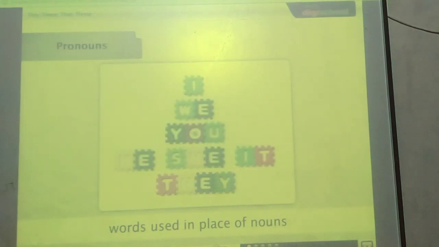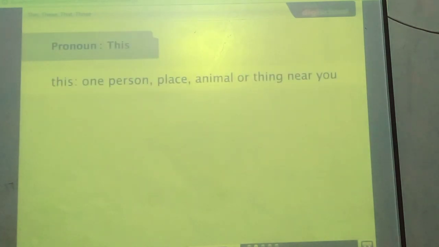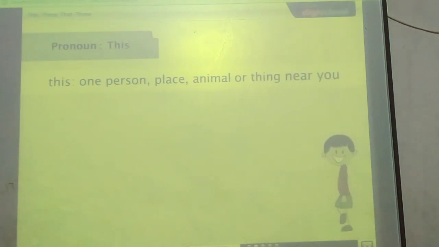There are some more pronouns you can use in place of nouns. For example, this, these, that, and those. Let's find out more. You use the pronoun this when you talk about one person, one place, one animal, or one thing that's near you.